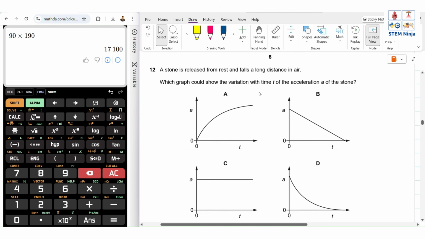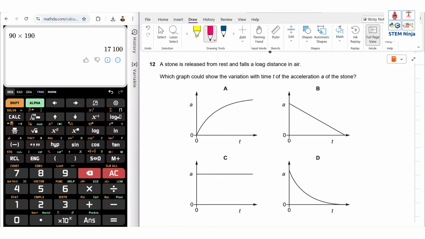Right, okay. A stone is released from rest and falls a long distance in air. Which graph would show the variation with time t of the acceleration of the stone? So acceleration is going to be the same constant. Oh, long distance in air. Okay, so they did not say that the air resistance is negligible. So it will achieve terminal velocity if this is the case. So its acceleration would reduce. So D would be the correct answer.